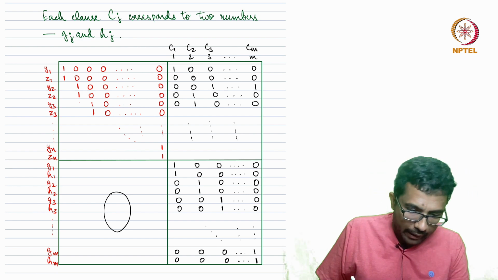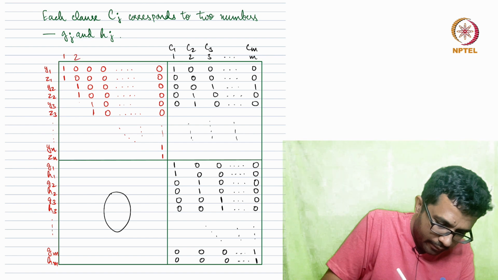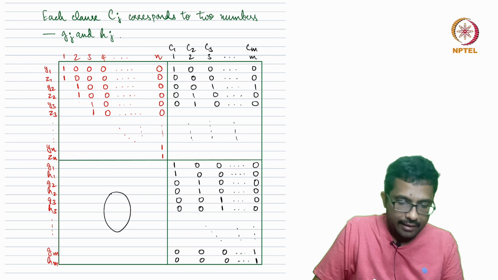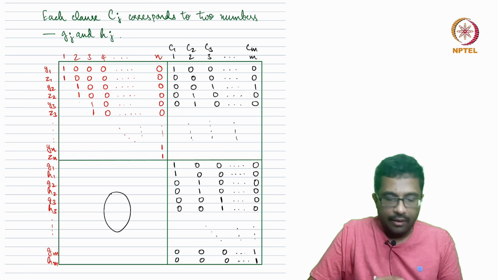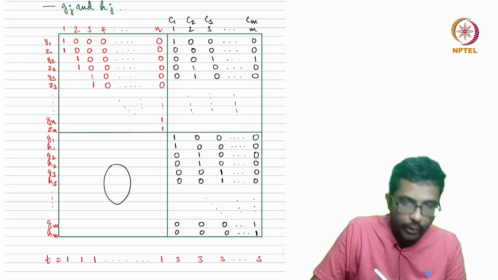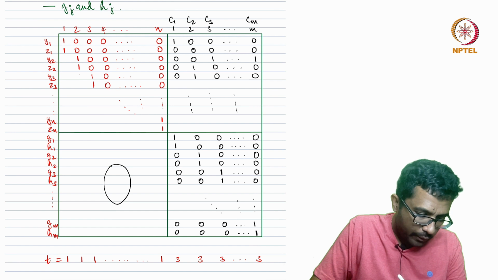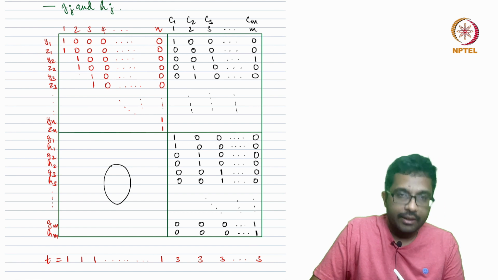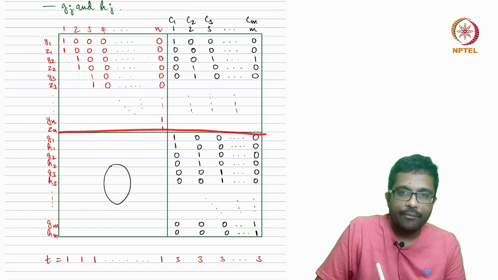So this has n plus m columns. The first n columns are indexed by 1 to n. The next m columns are indexed with the clauses c1 to cm. So we have n columns followed by m columns. And the rows are actually 2n plus 2m rows and each of these corresponds to a number, right? The first row is labeled y1. The second row is labeled z1. Then we have y2 and z2. Then we have y3 and z3 and so on till yn zn. So that marks this boundary.